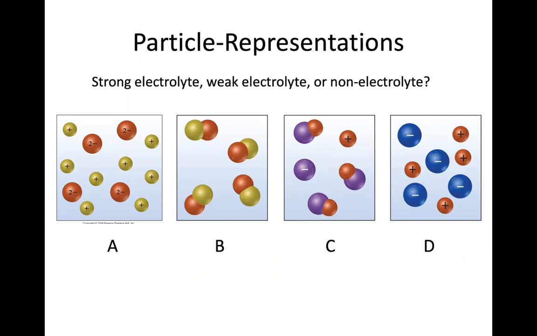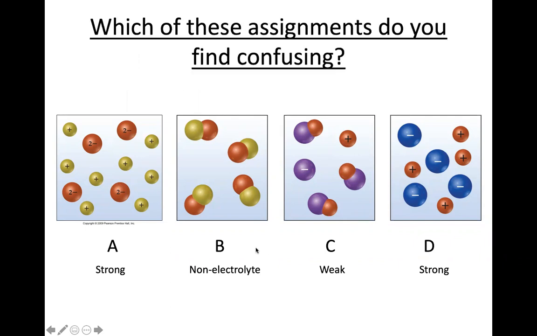So within my analysis here, I think this would be my best description. I see a strong electrolyte, a non-electrolyte, a weak, and then another strong. This was my work right here. Tell me, do you find any of these confusing? Are there any of these that you want more information on? A, B, C, D. Any of these that you find confusing?